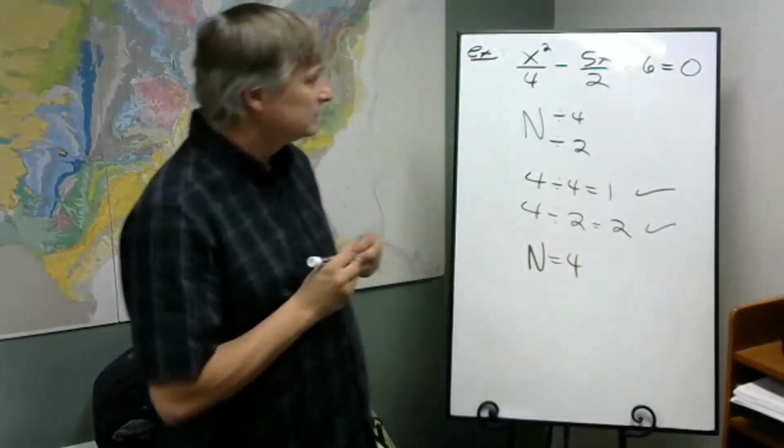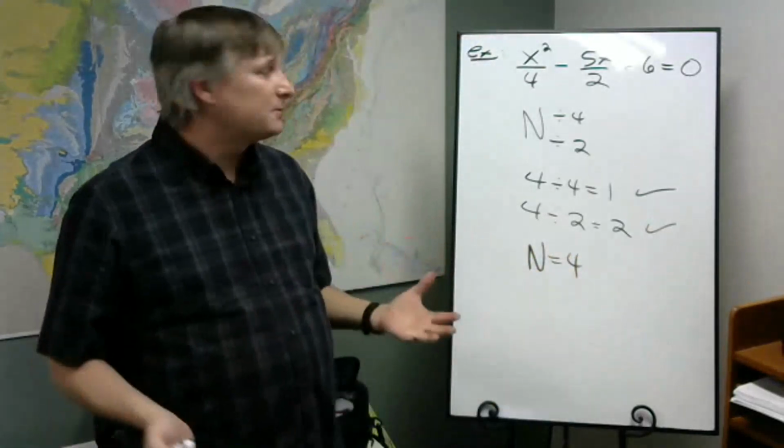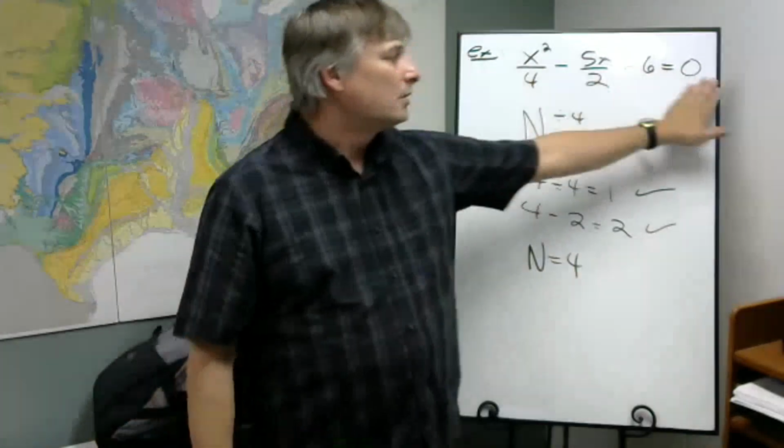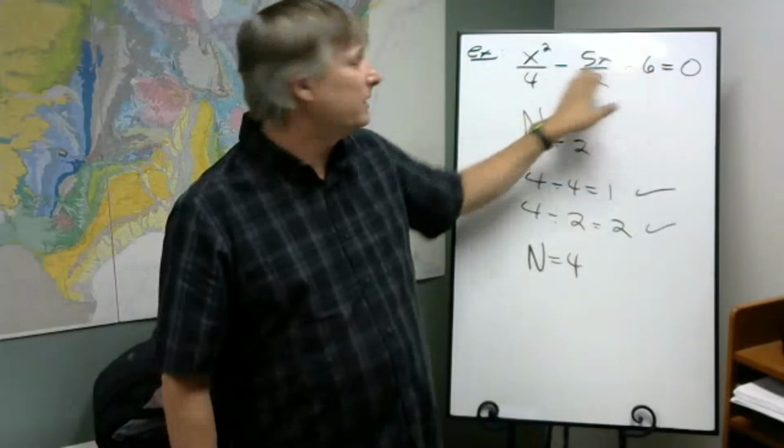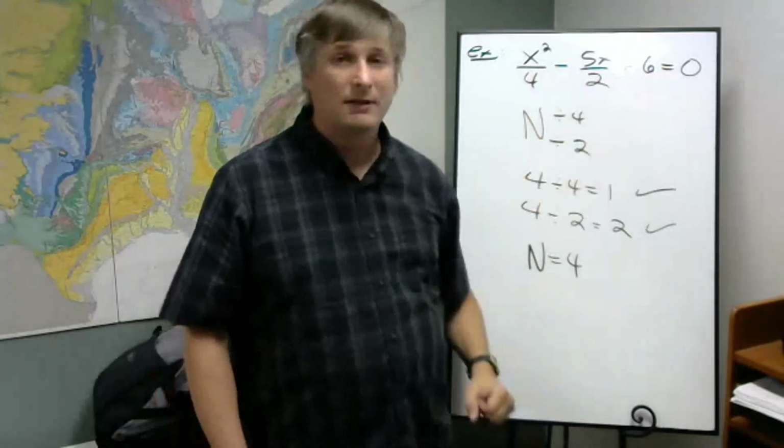So we'll just let n equal 4. So what we're going to do, we're going to take this n and multiply it on both sides of this equation, which means we're going to multiply after distributing everything in that equation.